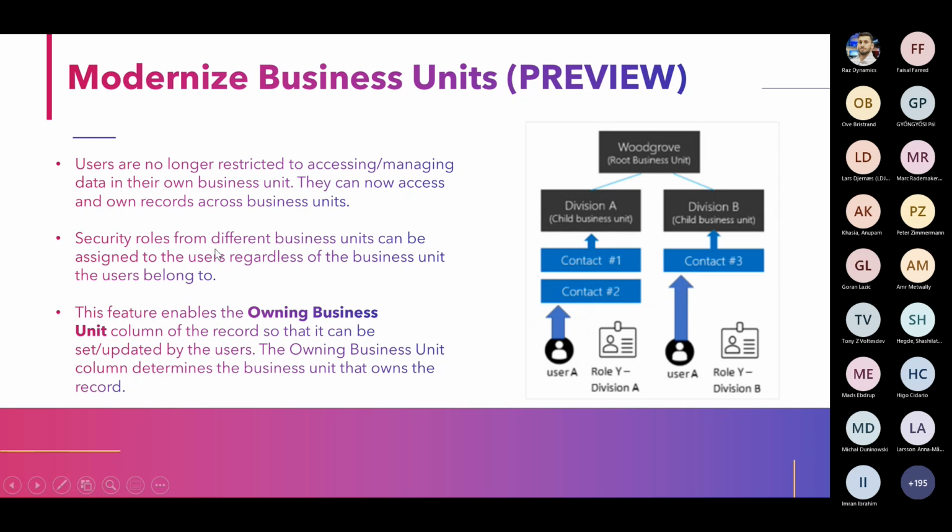So now you can see in this example, this is the root business unit and there are the child business units. User A can access the data of division B. How is it possible? It is possible by providing the security role of division B. So security roles from different business units can be assigned to the user regardless of the business unit the user belongs to. That means the user can have the security role of a different business unit so that they can access the information of the different business unit.